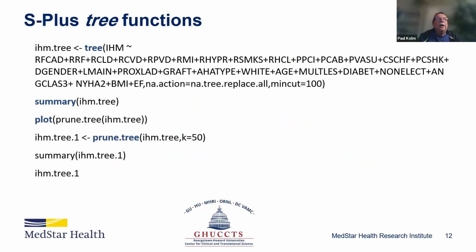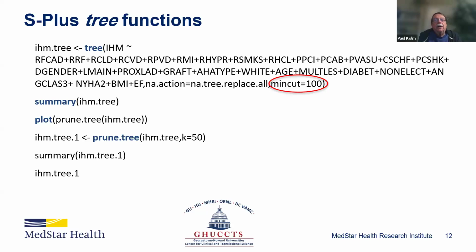So this is the program syntax. This is in S+, although this would probably work in R as well. The one thing that I want to point out here is that we're going to tell the tree function how many patients we want at any particular cut. In this case, we're going to say that if a cut involves less than 100 patients, don't make the cut.